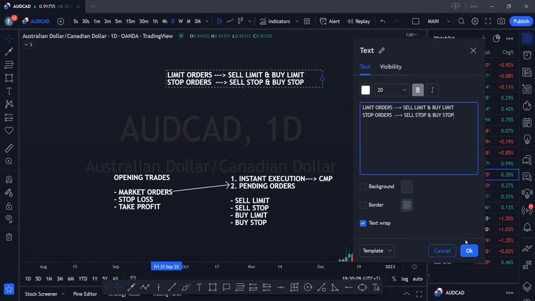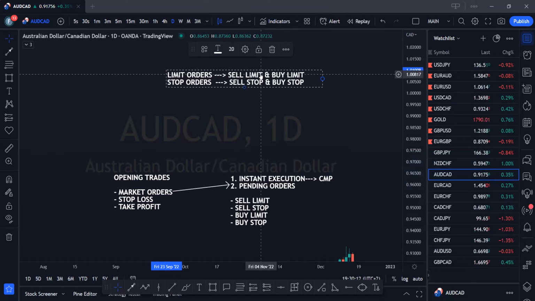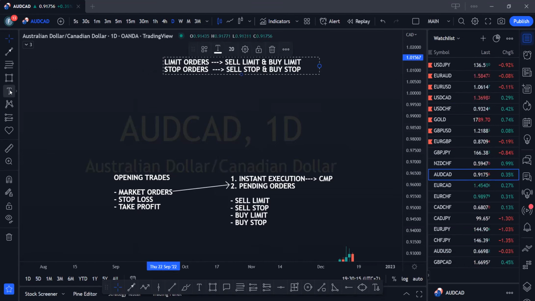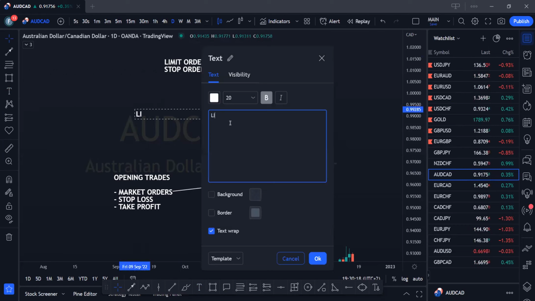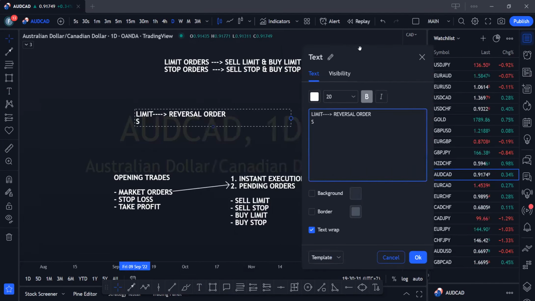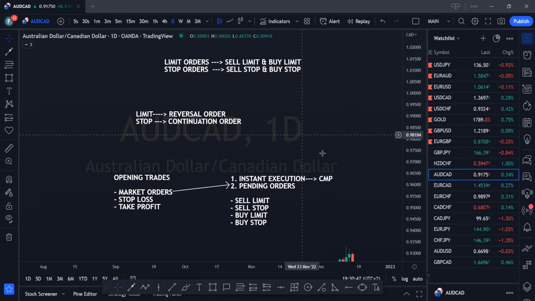Okay. So understanding limits, when we say limits, what I need you to have at the back of your mind: when you hear limits in forex trading, I want you to think about a reversal order. And then for stop, I want you to think about a continuation order. Okay.